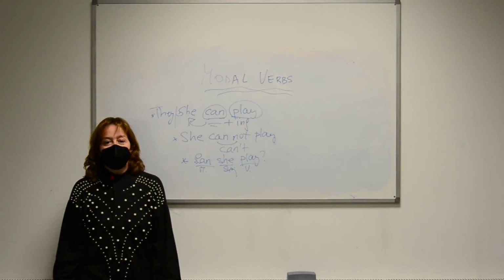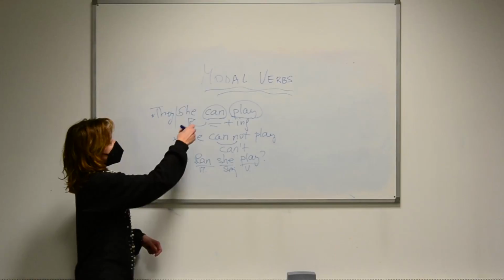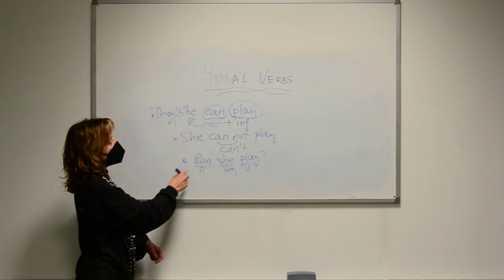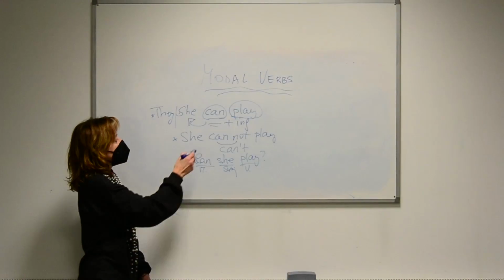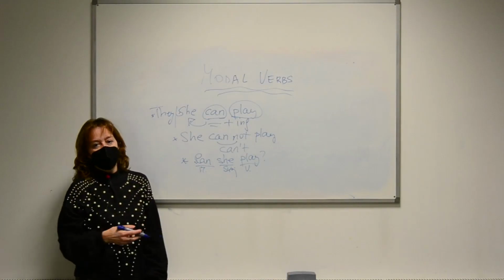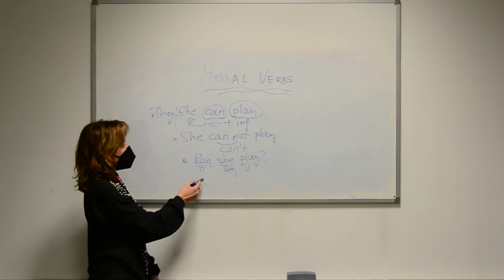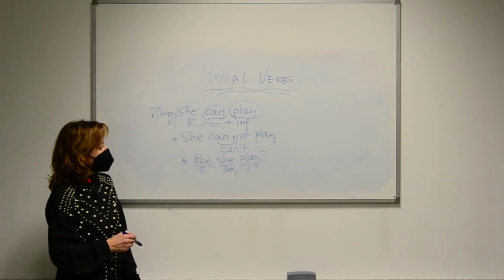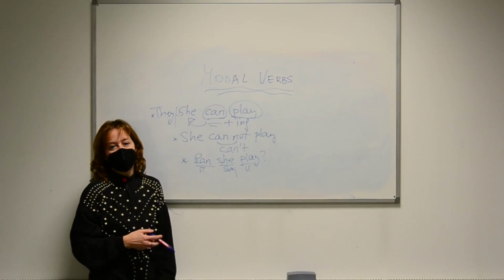These are the main characteristics of modal verbs. Modal verb doesn't agree with the subject. Modal verb is followed by infinitive. Negative sentence consists of adding not to the modal verb. And interrogative sentence consists of changing the order between the subject and the modal verb.